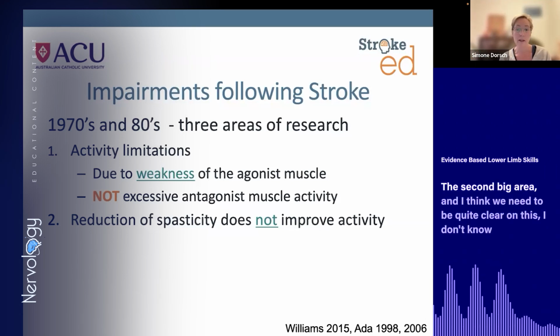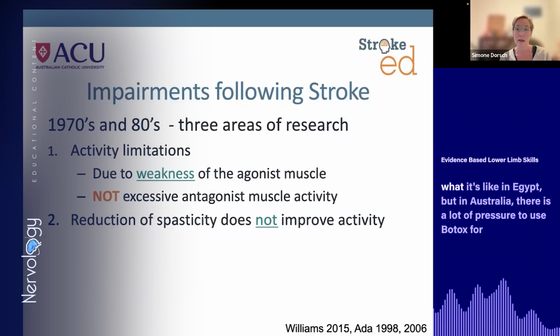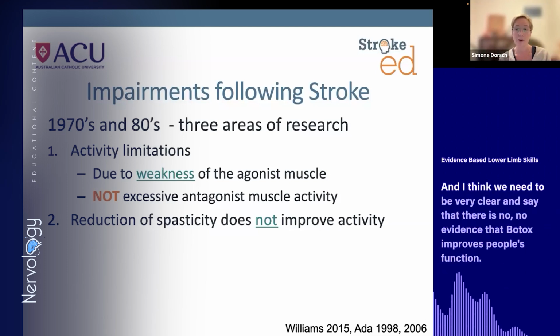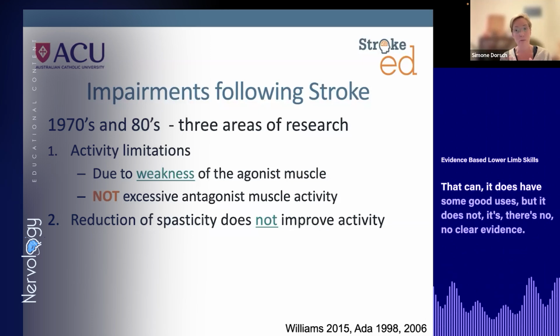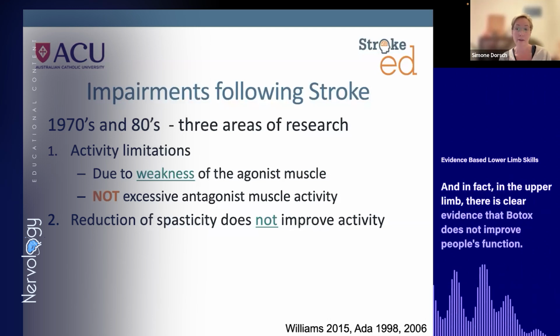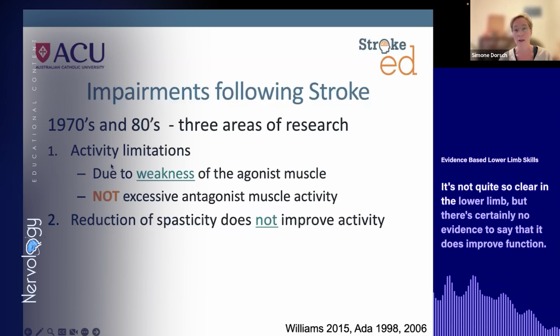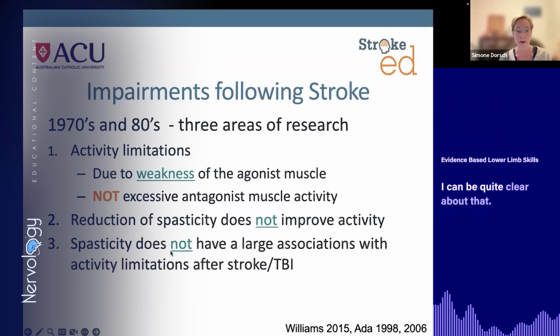The second big area, and I think we need to be quite clear on this, I don't know what it's like in Egypt, but in Australia, there is a lot of pressure to use Botox for everything. And I think we need to be very clear and say that there is no evidence that Botox improves people's function. It does have some good uses, but there's no clear evidence. In fact, in the upper limb, there is clear evidence that Botox does not improve people's function. It's not quite so clear in the lower limb, but there's certainly no evidence to say that it does improve function. I can be quite clear about that.